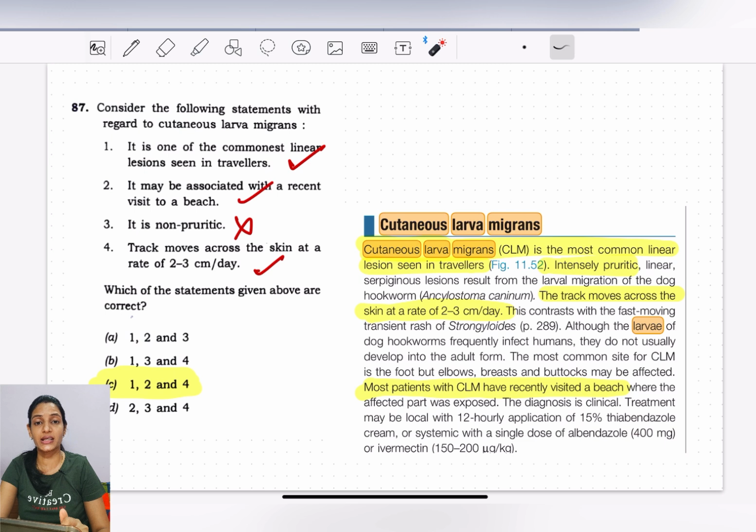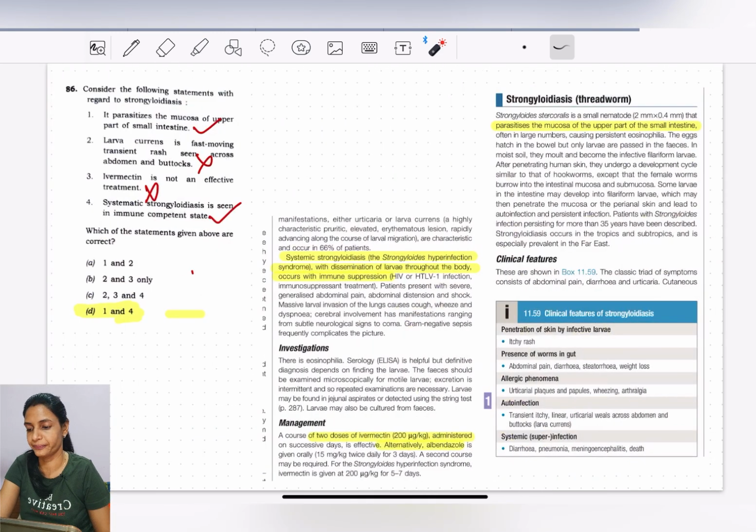Next they are talking about cutaneous larva migrans. So cutaneous larva migrans is the most common linear lesion seen in travelers, and it is intensely pruritic, and the tract moves across the skin at a rate of 2 to 3 cm per day, and most patients with cutaneous larva migrans have recently visited a beach. So first 2, 4 are true. It is non-pruritic, that's wrong. It is pruritic. So answer is 1, 2 and 4.